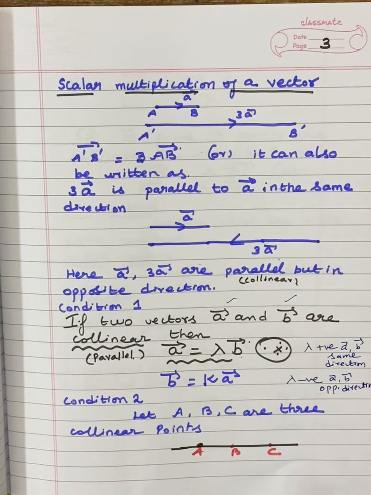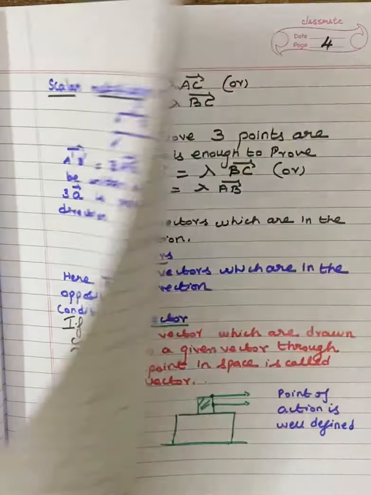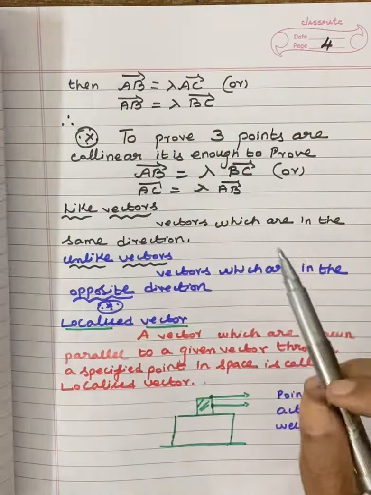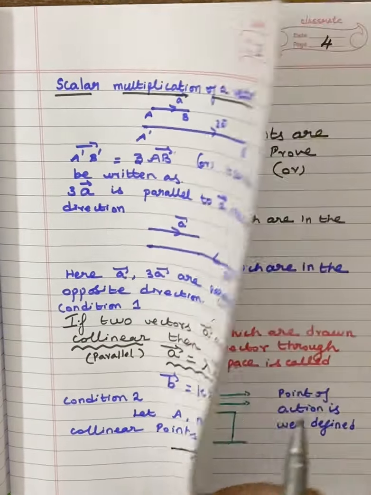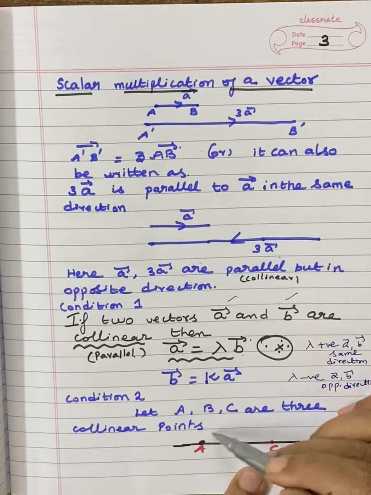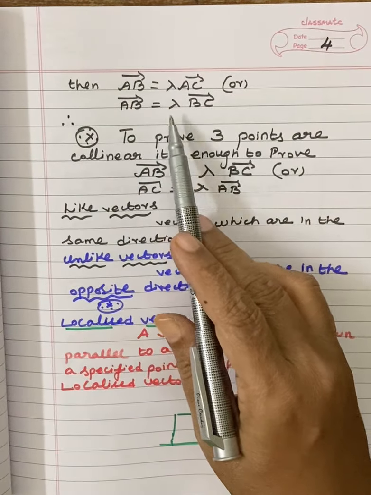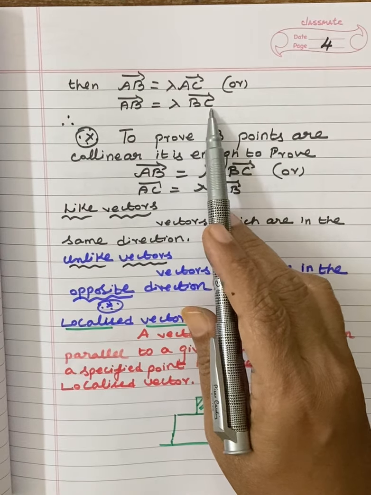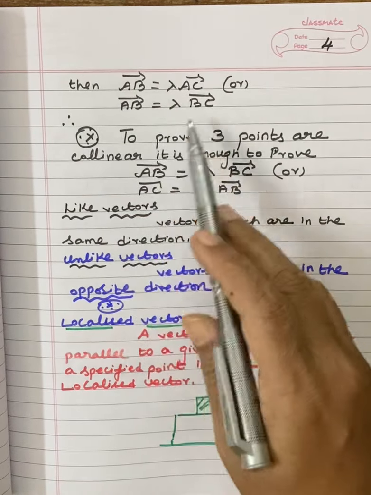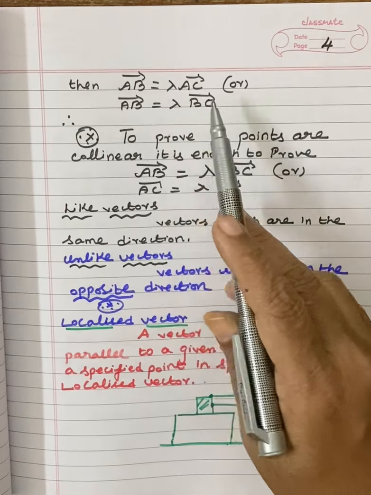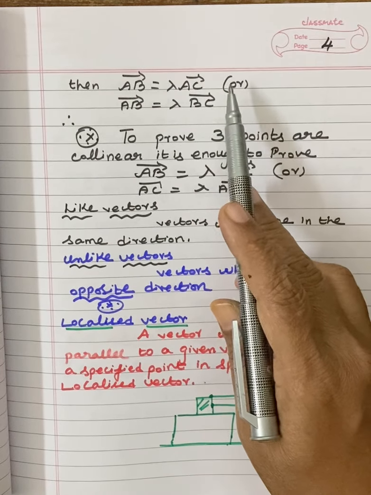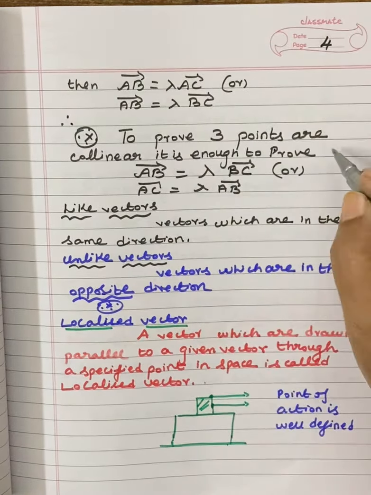Condition 2. A, B, C are 3 collinear points. In 6th standard you have learned collinear points mean they lie on the same line. For collinear points, AB vector can be written as lambda into AC vector, or AB vector can be written as lambda into BC vector. Just now we saw the condition for collinear is one vector can be written as a constant times another vector. So very important.